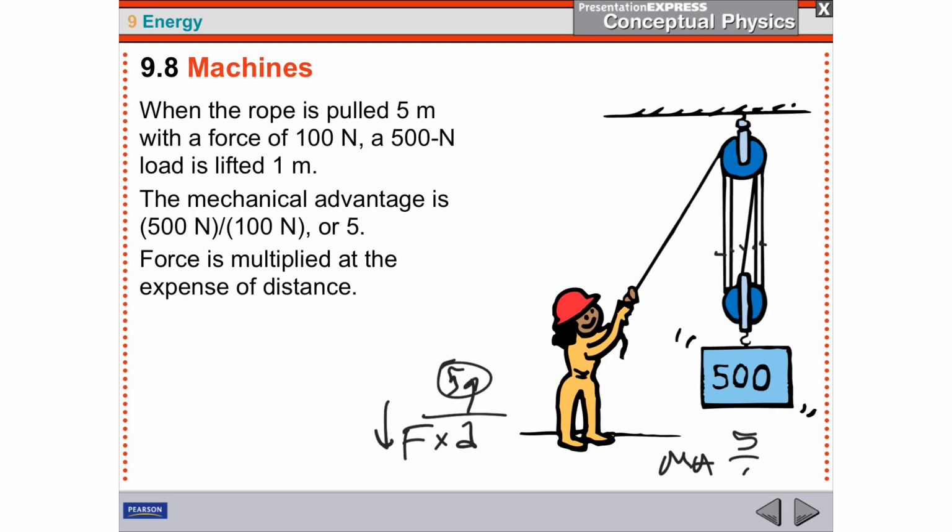So the easy way to cheat is if you have a block and tackle, count the strings that are attached to the weight, and that many strings tells you the mechanical advantage of the system. How many times easier is it going to be to lift, but how much more rope are you going to have to pull? You're going to have to pull it 5 times longer, but get 5 times more out of it.